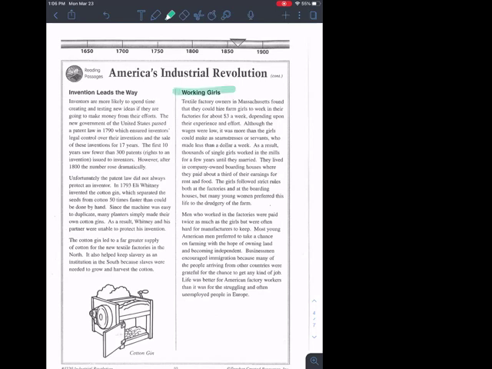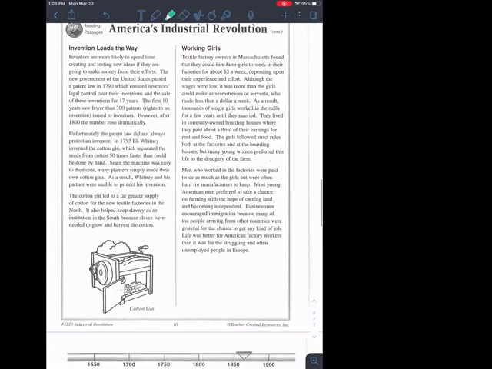All right, working girls. Textile factory owners in Massachusetts found that they could hire farm girls to work in their factories for about $3 a week, depending on their experience and effort. Although the wages were low, it was more than the girls could make as seamstresses or servants who made less than $1 a week. As a result, thousands of single girls worked in the mills for a few years until they married. They lived in company-owned boarding houses where they paid about 1/3 of their earnings for rent and food.